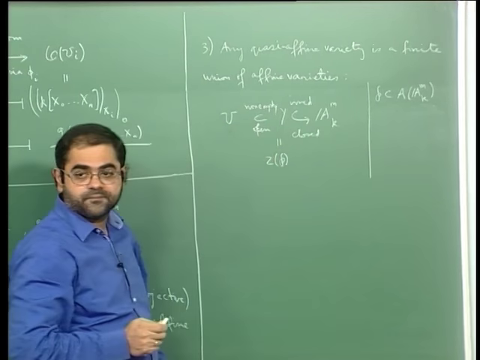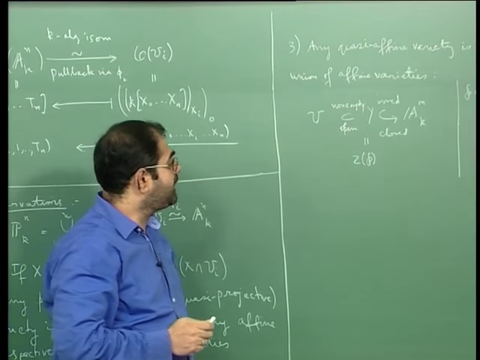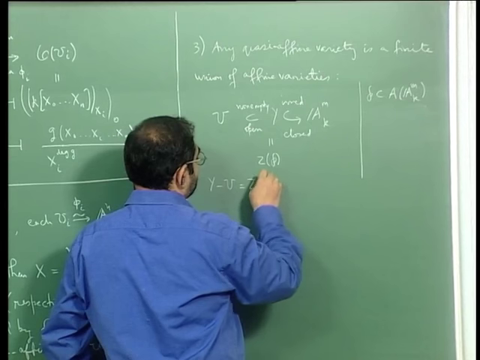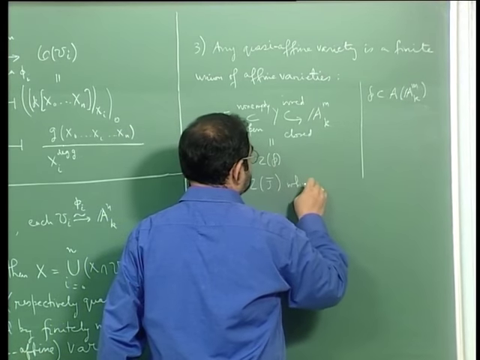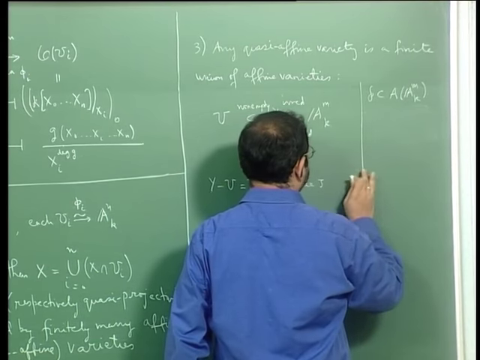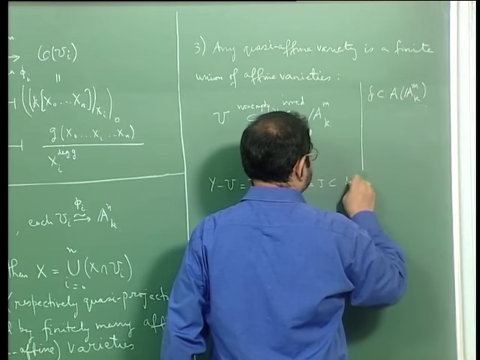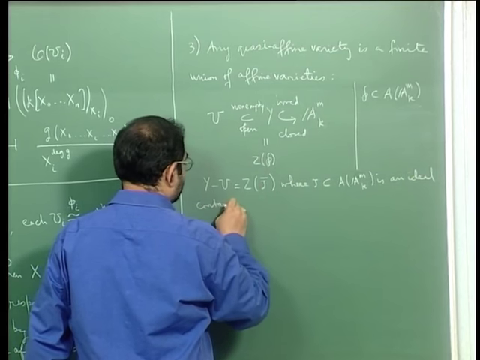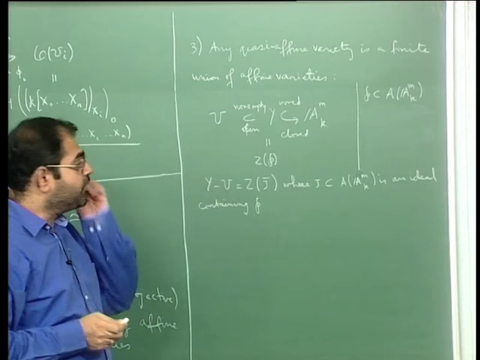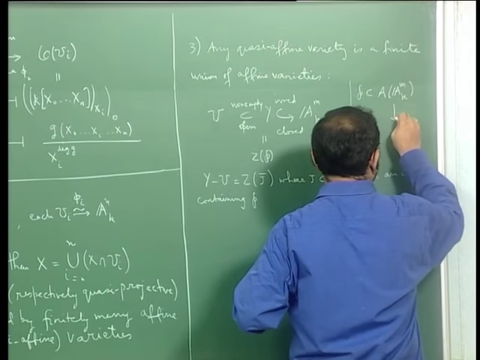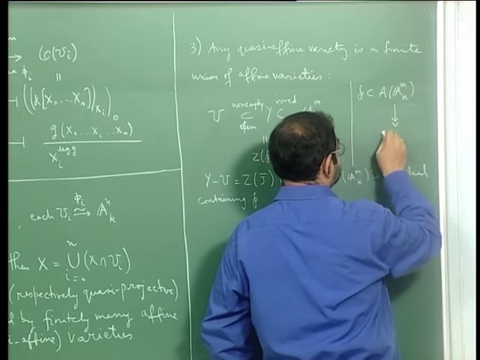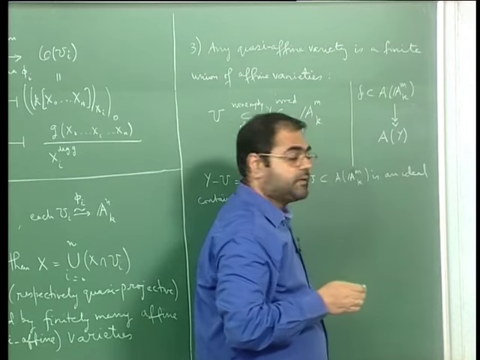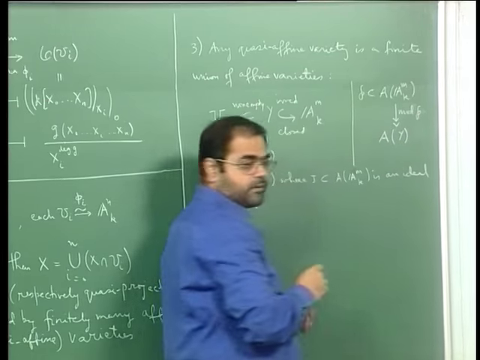and it therefore corresponds to an ideal, okay. So Y minus U is Z of J bar, where J in the affine coordinate ring A of An is an ideal containing P, okay, this is what will happen. So you see, I have this quotient homomorphism from the affine coordinate ring of affine space to the affine coordinate ring of the affine variety Y, and this is just given by mod P, okay.